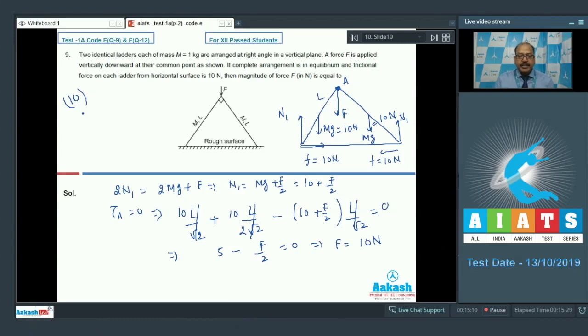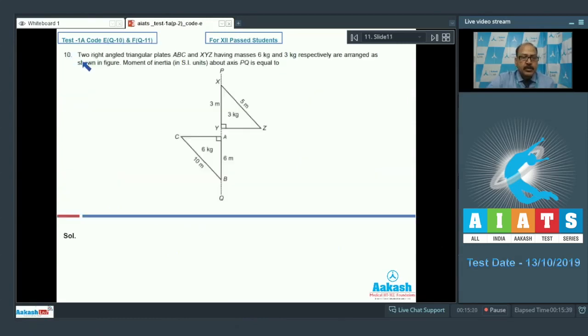Let's now move on to the next question. Question 10 says, two right angle triangular plates ABC and X having masses 6 kg and 3 kg respectively are arranged as shown in figure. Moment of inertia in SI units about axis PQ is equal to? Well, it's a pretty simple question on finding moment of inertia.